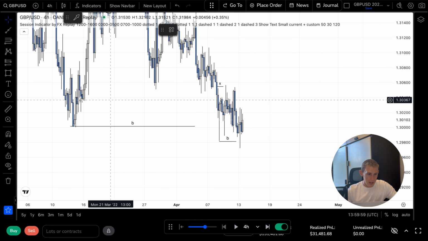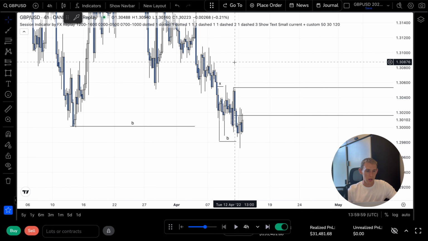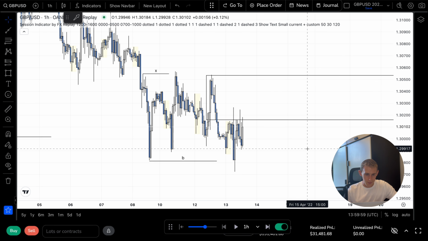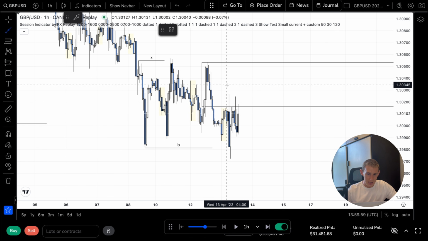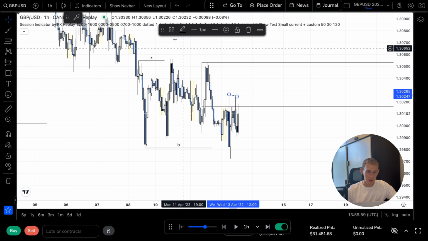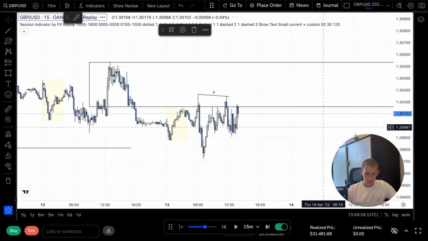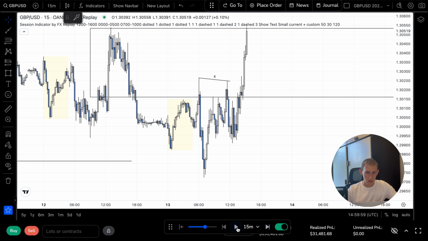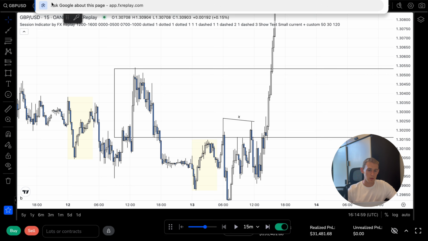But yeah, overall, next POI, this whole region here is a 4-hour supply zone that price has just tapped into. Based on how it's pushed up here though, what I would want to see first is at least these highs taken out. So yeah, let's have a look if that gets taken out. Yeah, there we go.